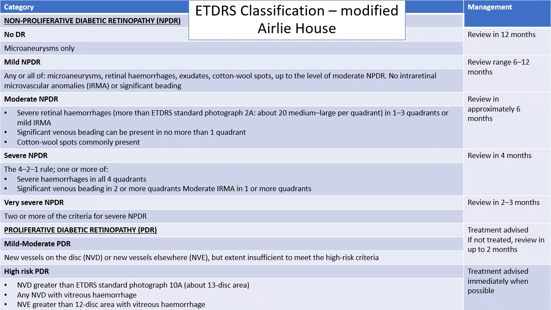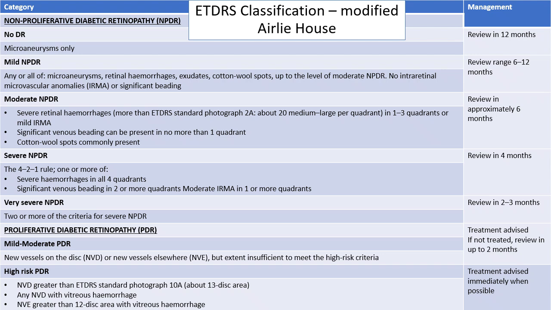So talking about NPDR first, no diabetic retinopathy is basically no finding in the fundus. So that is the first stage. Then comes mild NPDR or mild non-proliferative diabetic retinopathy. So any or all of microaneurysms, hemorrhages, hard exudates, cotton wool spots. All of these signs, the pathogenesis and the signs I've discussed in the previous lecture, so you can go back and revise. So any of these four findings up to the level of moderate NPDR, but no edema or significant venous bleeding.